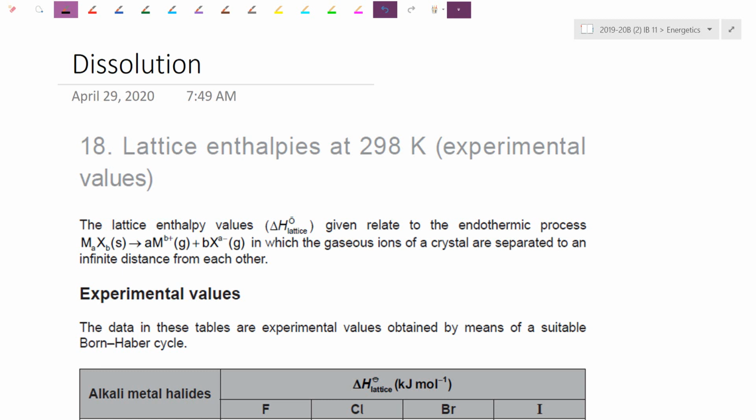Yesterday's lesson was a little bit more thorough because there were a lot of mini steps. I had to atomize, I had to ionize, electron affinity. There were a lot of little detailed steps to go through. We're going to see lattice enthalpy rear its head again in this section, but it's nowhere near as hard as what we did yesterday. So just like yesterday, we're going to look at an ionic compound.